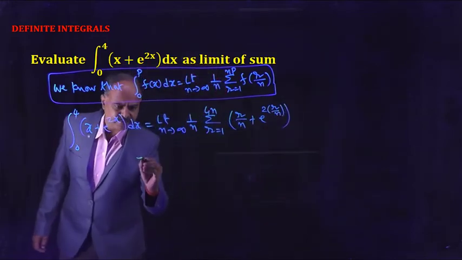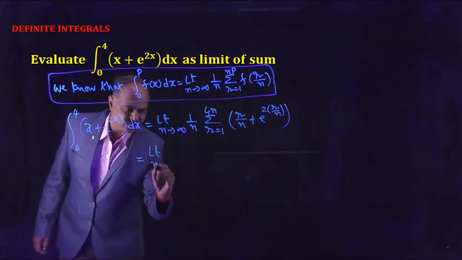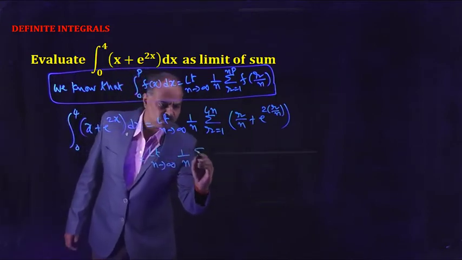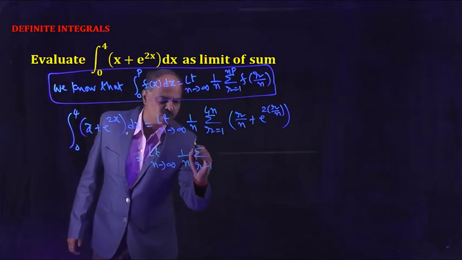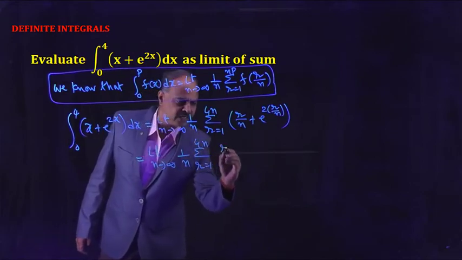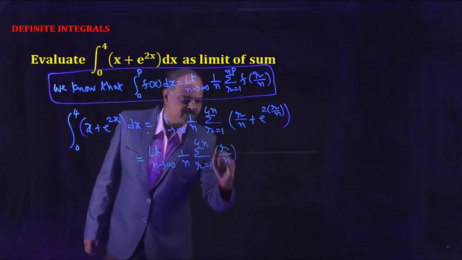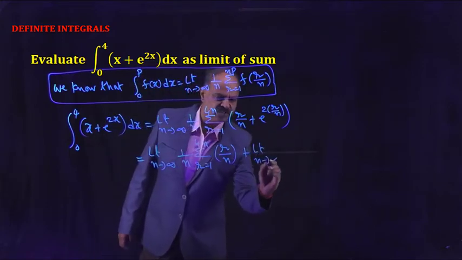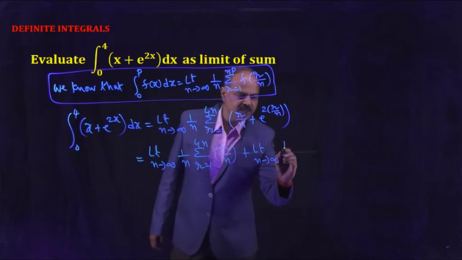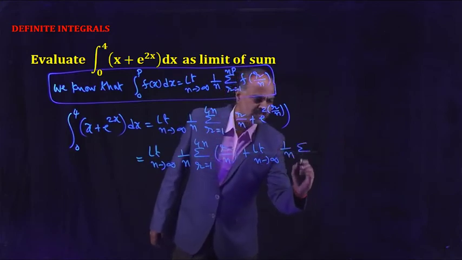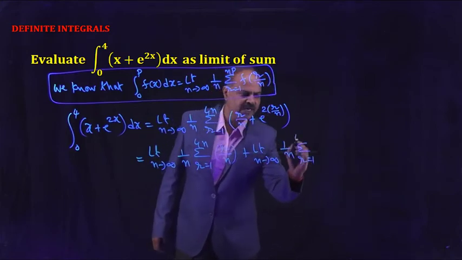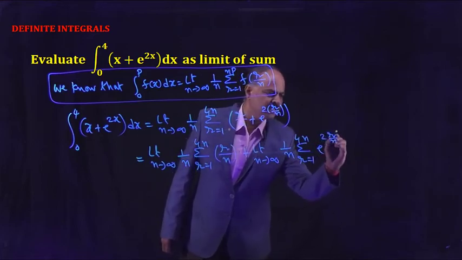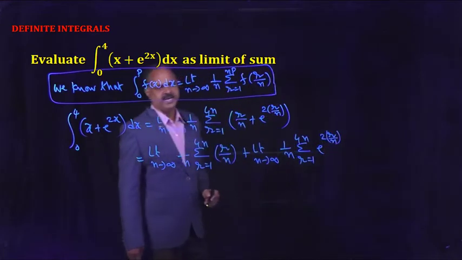Now this can be written as the limit as n tends to infinity of 1/n times the sum from r = 1 to 4n of r/n, plus the limit as n tends to infinity of 1/n times the sum from r = 1 to 4n of e^(2·r/n).